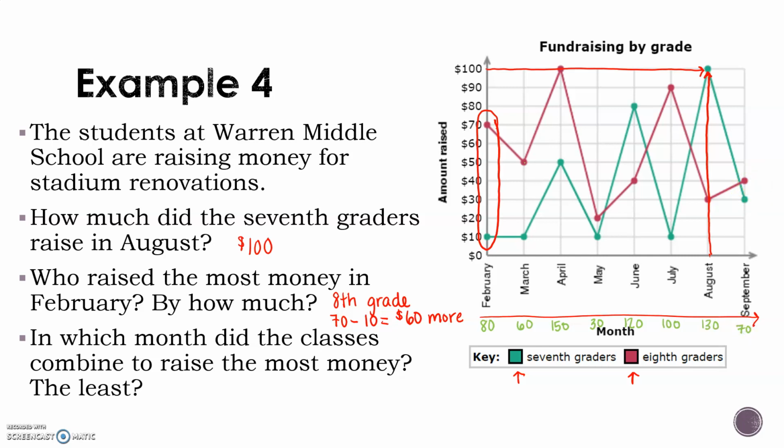So looking at this, it seems like this is the most money raised. So it looks like in April, they raised the most. But then they also want to know for the least. And the lowest of those numbers is 30. So we're going to have May was the least.